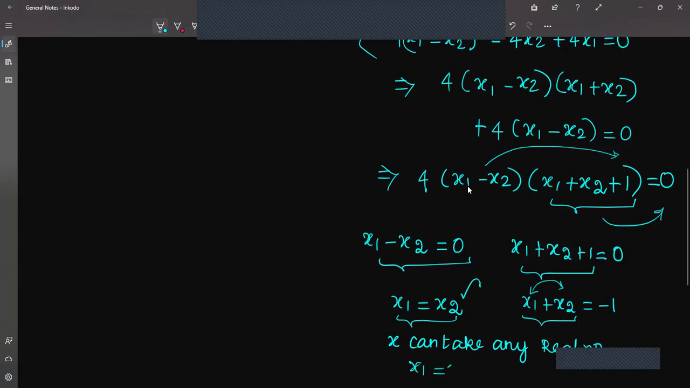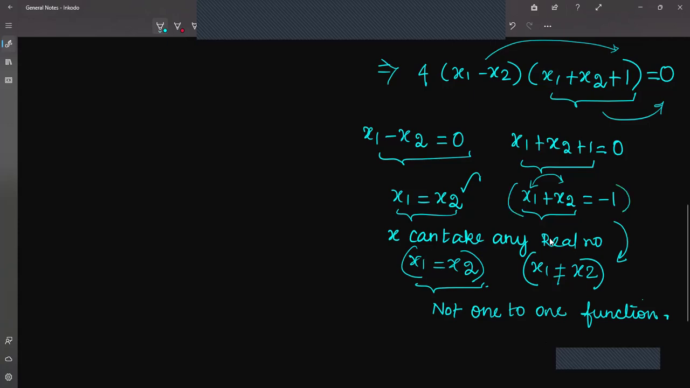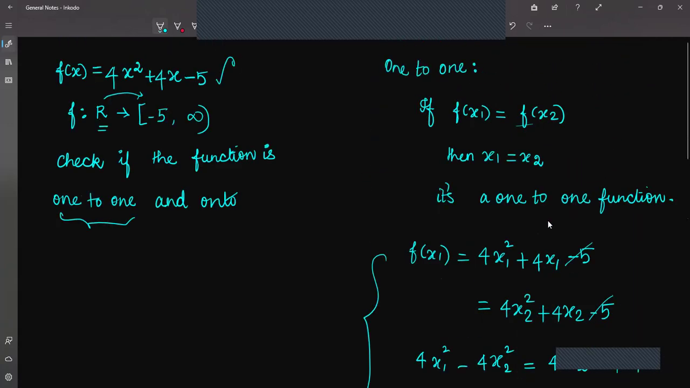x1 equal to x2, that is acceptable. But if it is also possible that x1 is not equal to x2, as in this case, then we can conclude that it is not a one-to-one function. Because there are two possibilities. One is x1 equal to x2, which means two equal inputs result in the same output. And even if the two inputs are not equal, like in this case, x1 plus x2 equal to minus 1, even then you will get the same output. So this is not a case of a one-to-one function, especially if the domain reads as just real numbers.